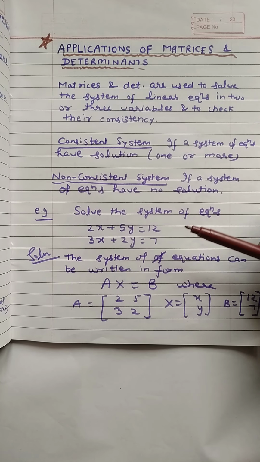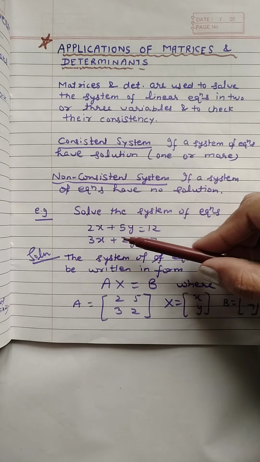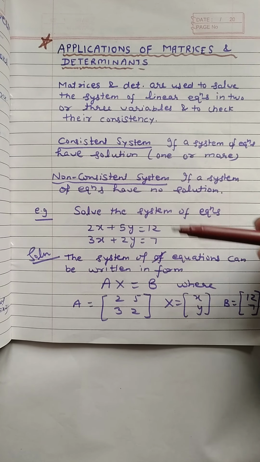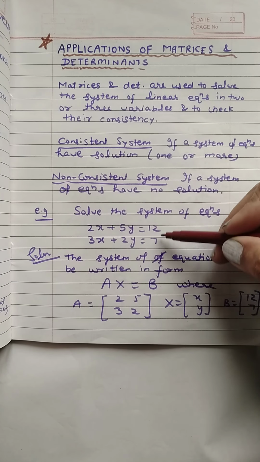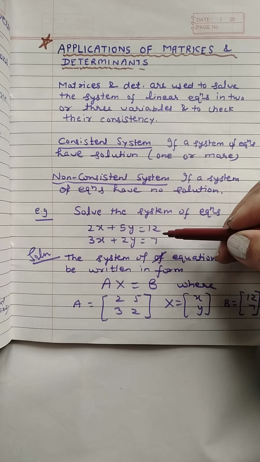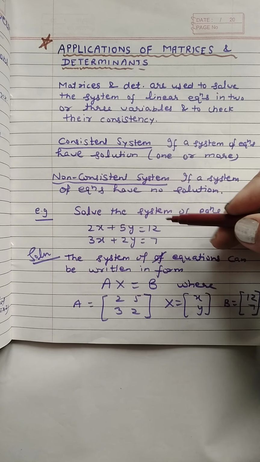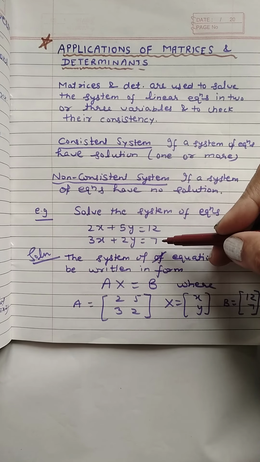How to solve them? Firstly, I have taken these two equations in 2 variables, x and y. Now how will we solve these two equations? In 10th class you have read that we can solve them by the elimination method, substitution method, or cross multiplication method. These 3 methods were there. But now, using matrices, how can you solve these two equations?